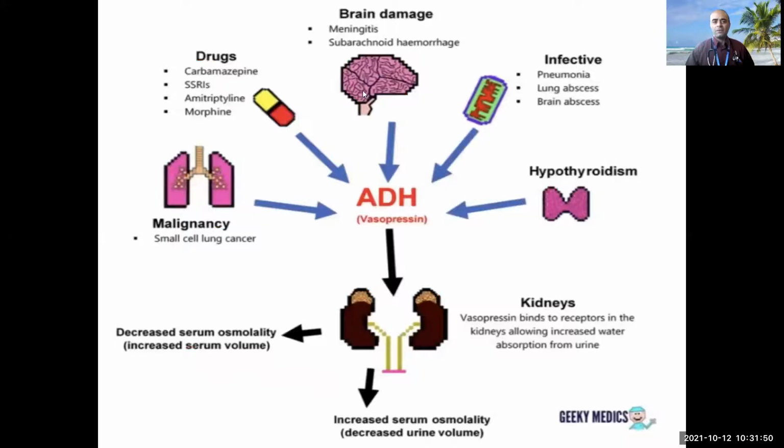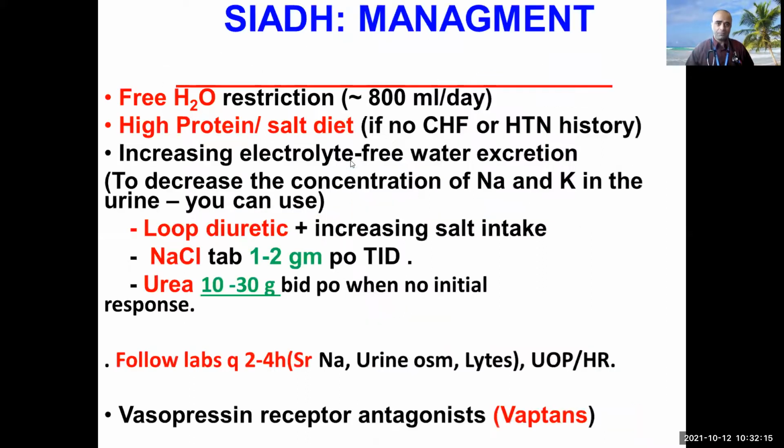And just a summary for all causes we discussed before: psychiatric drugs, and CNS lesions, meningitis, subarachnoid hemorrhage, tumor, malignancy, infection of the lung, pneumonia, lung abscess, or brain abscess. Hypothyroidism should be ruled out, and malignancy, small cell lung carcinoma. With the picture to remind you of the most common causes of SIADH.